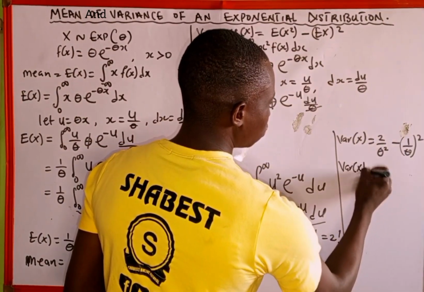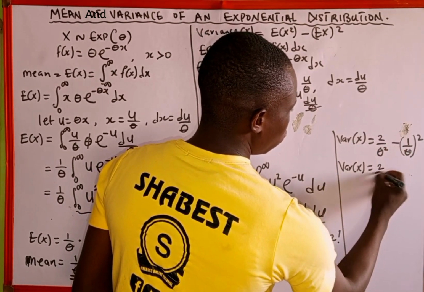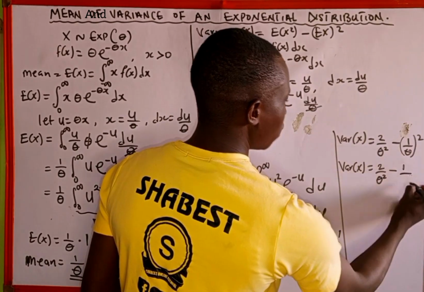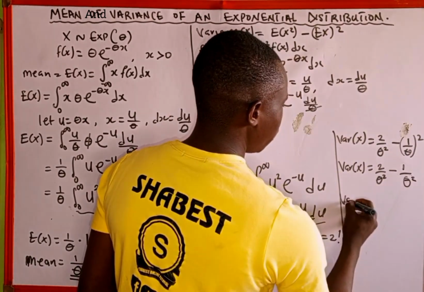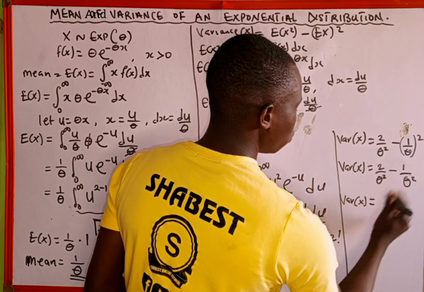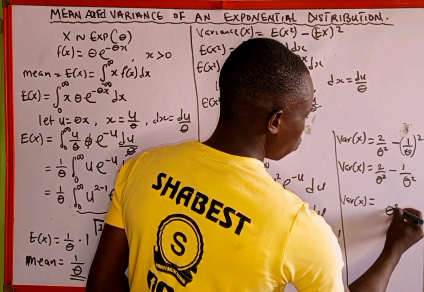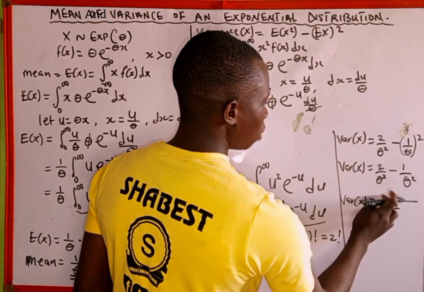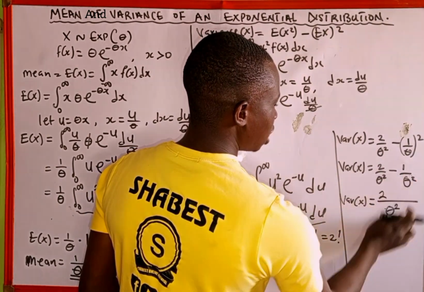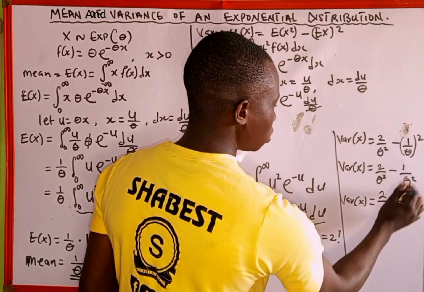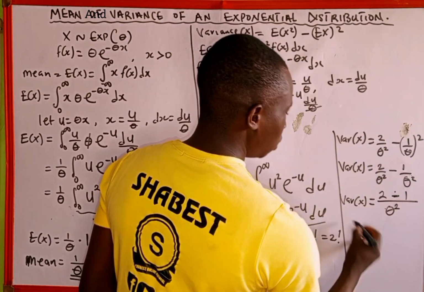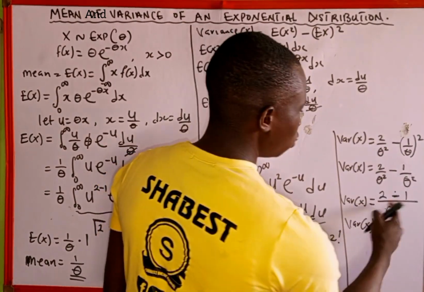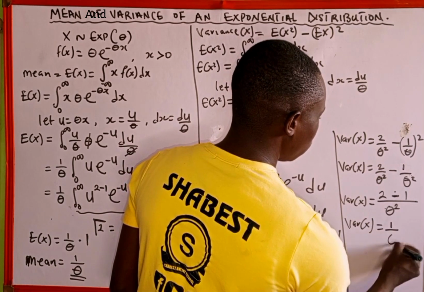The variance of x will now be equal to 2 over theta squared minus 1 over theta squared, which is the same as 1 over theta squared. Therefore, the variance of x will be equal to, the LCM is theta squared. Then we open a division sign. Theta squared divided by theta squared is 1. 1 multiplied by 2 is 2. Then theta squared divided by theta squared is 1. 1 multiplied by 1 is 1. So therefore, the variance of x of an exponential distribution is 2 minus 1, which is the same as 1 all over theta squared.